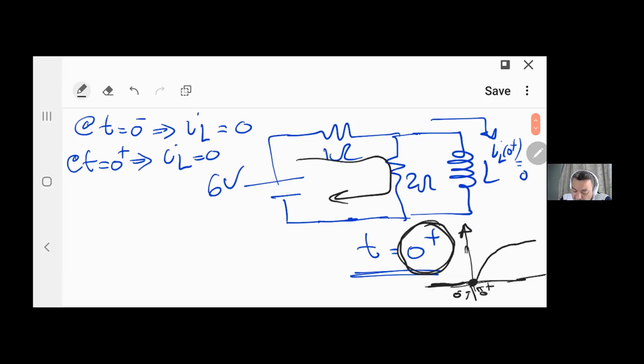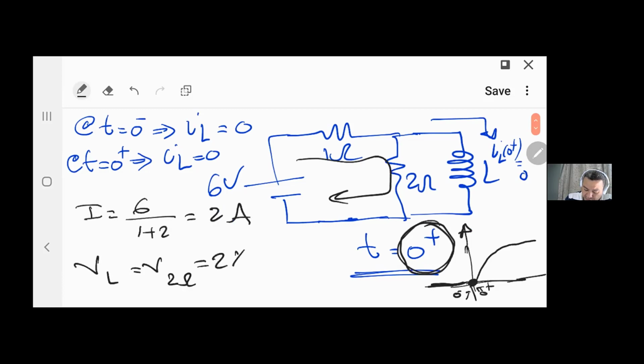So if I want to calculate the voltage across the inductor right after the switch is closed, I mean the 0 plus, the current is 0, then the voltage of the inductor will be equal to the voltage across the 2 ohms. So I need to first find I equals 6 divided by 1 plus 2, and this equals 2 ampere. Then VL equals V2 ohm equals 2 times 2, and VL is 4 volts.